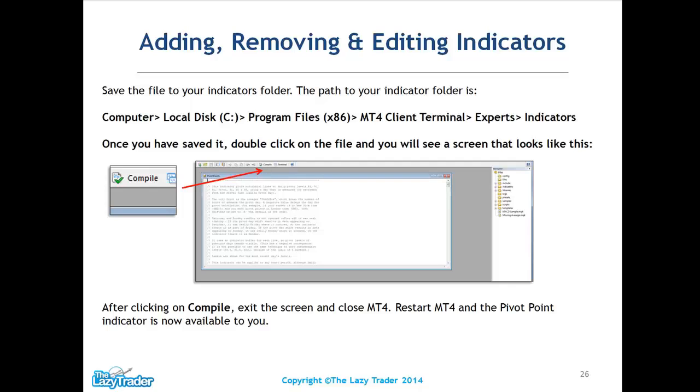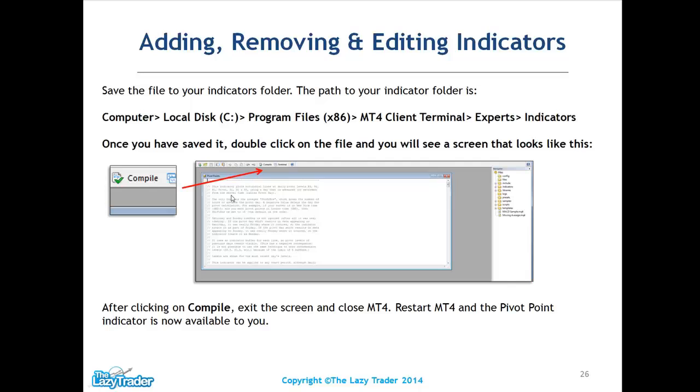But once you get it saved to your computer, you need to go and take it specifically to your indicators folder on your computer. To get to your indicators folder, you go straight through this path: computer, local disk, program files, MT4 client terminal, experts, and indicators. And that is where ultimately this pivot point indicator file that you would have downloaded from the lazytrader.com needs to be saved. Once you've saved it there, you simply double click on the pivot point file, and this screen will appear.